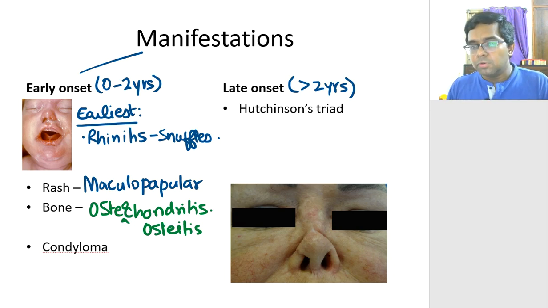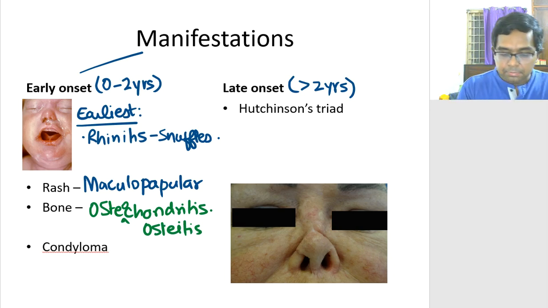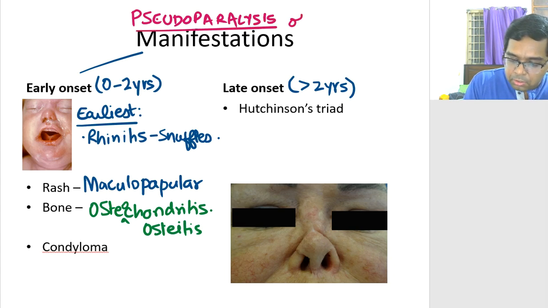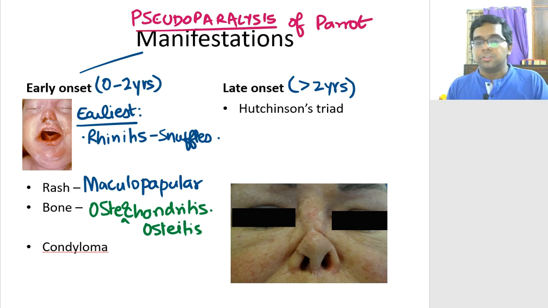Now, what happens if the bone is inflamed? Obviously, the baby is not going to move that limb, okay? So, it appears as a paralysis, but it is not a true paralysis, right? This is what we call pseudo paralysis of Parrot, okay? This type of pseudo paralysis which you see in syphilis is called pseudo paralysis of Parrot, right? That you need to remember.